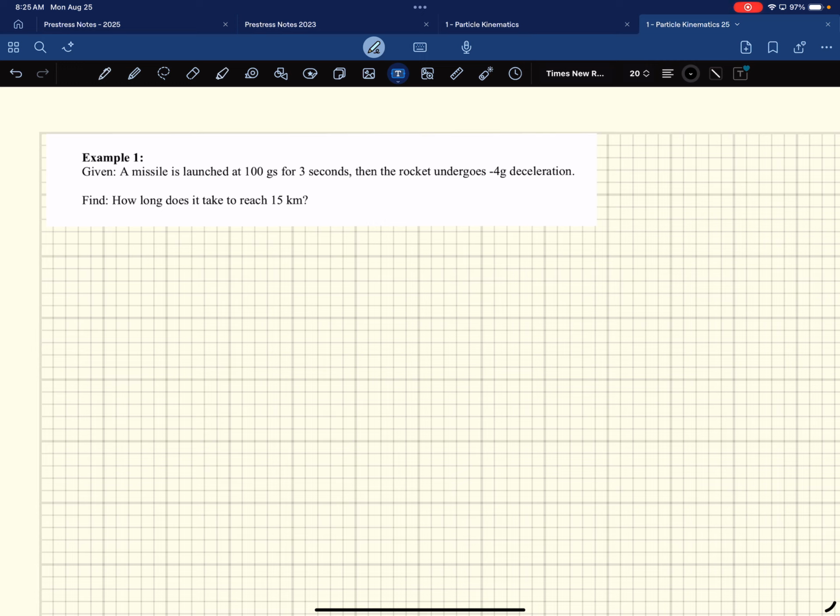Okay? First example. This is a two-part problem, because it talks about the first 3 seconds and then afterwards. So we're going to treat these as two different problems.